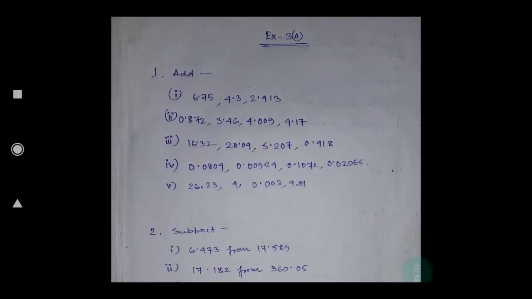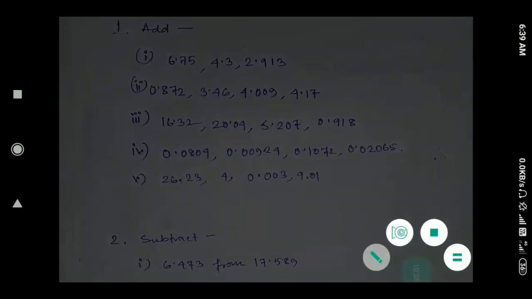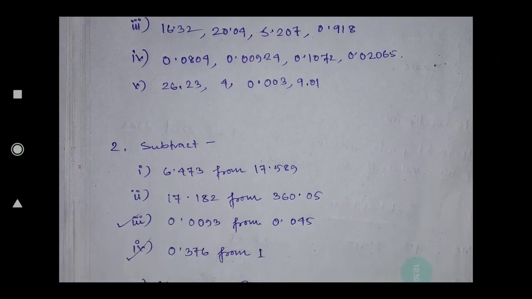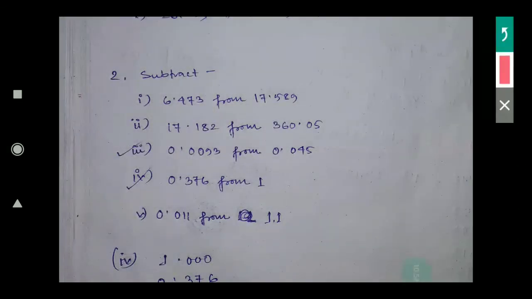Okay, so with this, let's start this exercise. Exercise 3a, add. Addition you can do by yourself, it's easy. You just have to write all the numbers below each other according to the decimal point, like this. Subtraction one I have already done in the examples. So now I'll do number 4.